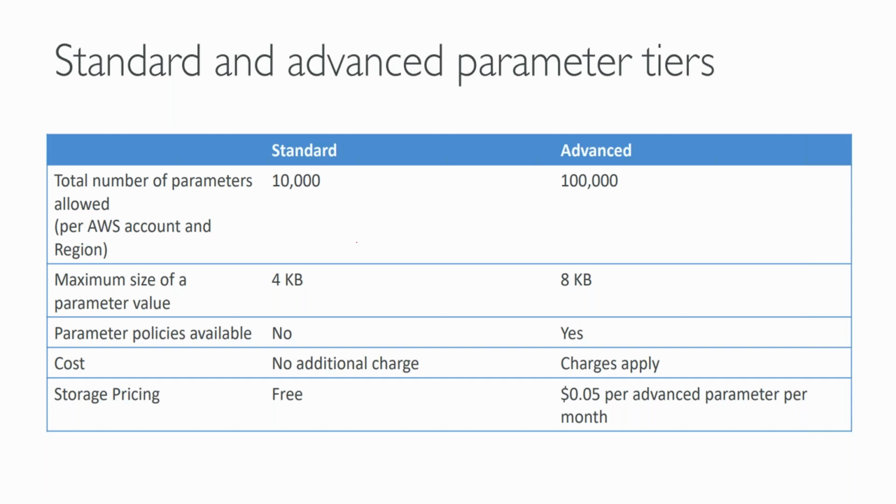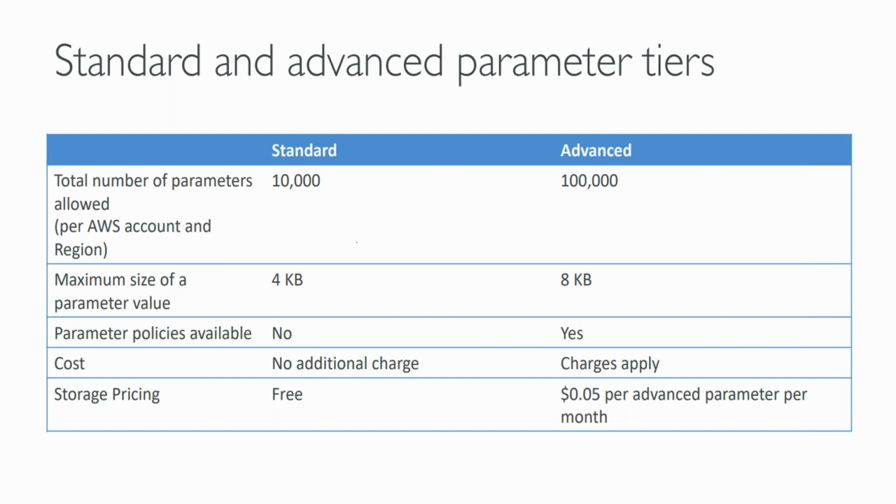And then we have parameter policies available. For standard, no. If you are going for advanced, then it's yes. Team, like cost: no additional charges for standard. For advanced, charges apply, right team? Then we have storage pricing. It's free, and if you're going for advanced, then you have to pay $0.05, right?